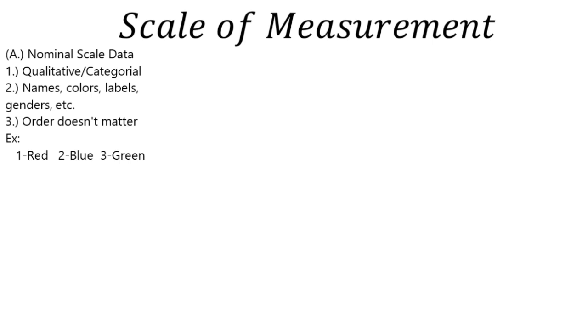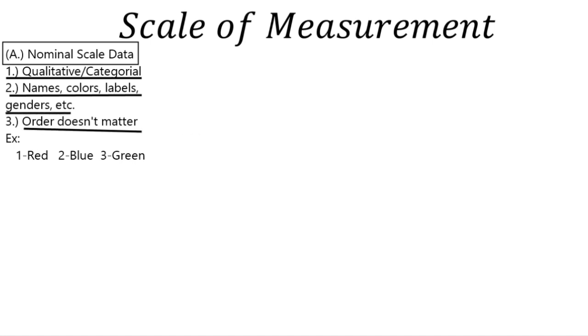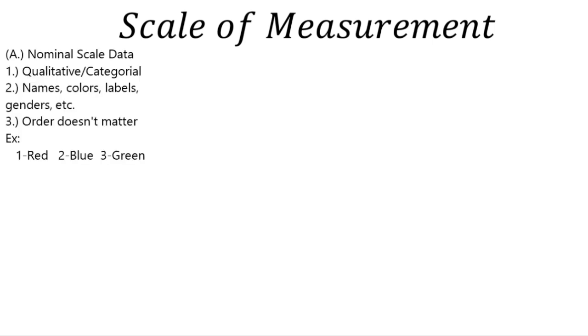In the nominal scale data, it is qualitative and categorical. It includes names, colors, labels, genders, and etc. Here, order doesn't matter. The example here is just 1 red, 2 blue, and 3 green. In this, it can be anything. It can be 5% red, on the blue team it can have 3 persons.